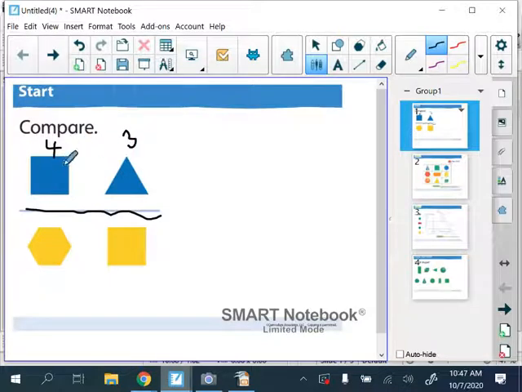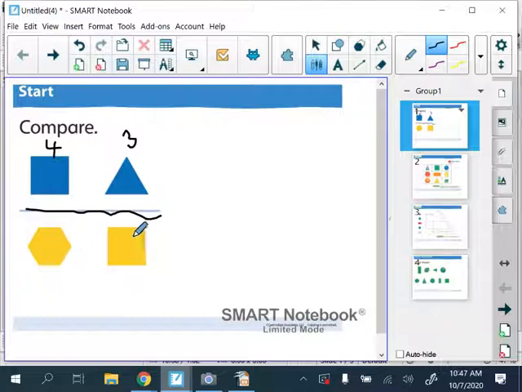So now let's compare the number of sides. Can you tell someone near you, at home or at school, which shape has a greater number of sides? Remember, greater means more. Did you say the square has a greater number of sides? Yes, you're right. The square has a greater number of sides because 4 is greater than 3.